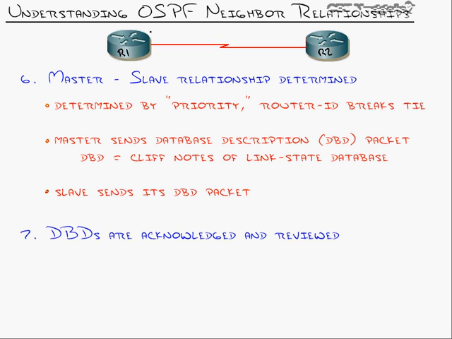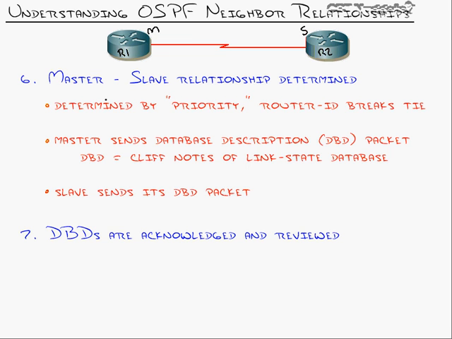Whoever is the master, like let's say router 1 becomes the master and router 2 becomes the slave, that just means router 1 will send its link state database to router 2 first. And router 2 will look at it and say, oh, this is interesting. The slave will send it second. So that's all the master-slave relationship really determines.